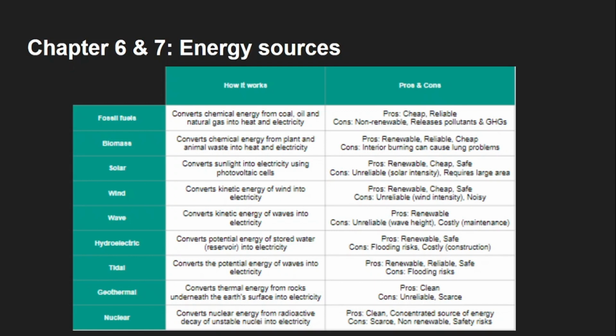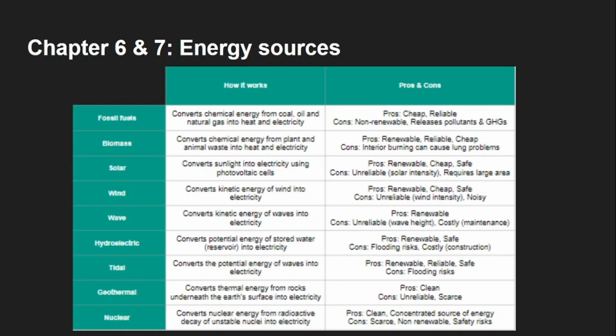So as we can see for wave energy, it's costly to maintain the system, whereas for hydroelectricity, it's very expensive and time consuming to build the dam. So those are the disadvantages of that. Again, for all of these different sources, you would be expected to remember one or two pros and one or two cons. So you're not going to have to know more than that.